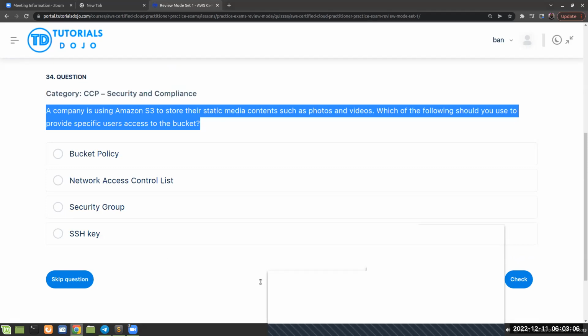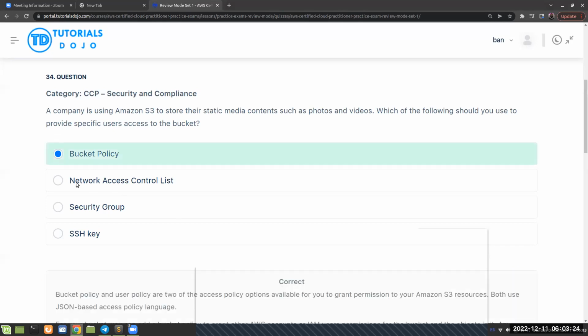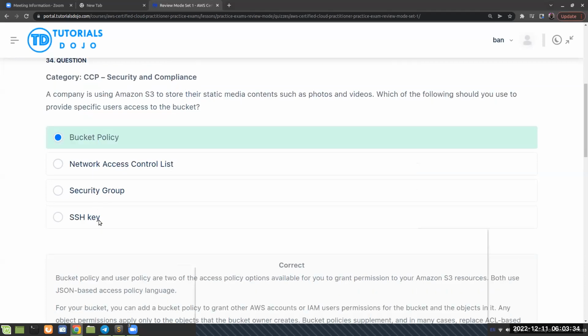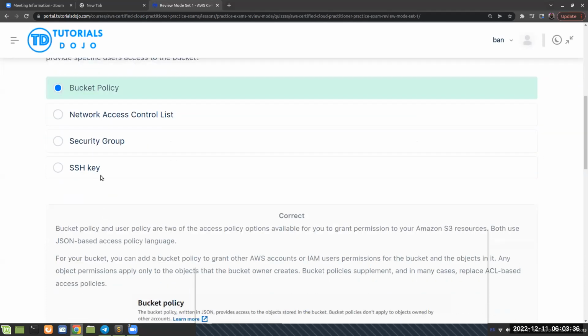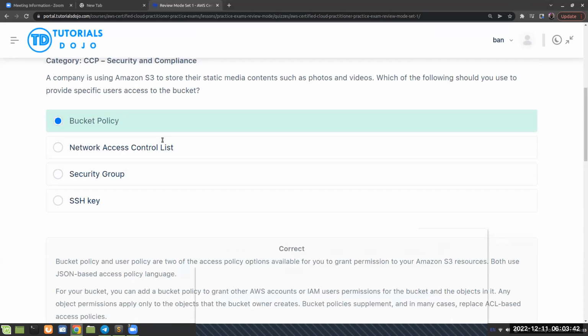Okay. Bucket policy. Let's see if there's a different view or support. I support A. Okay. So we should remember where network access control list is used: subnet level, security group, EC2, SSH key. We just said it's used for managing access to EC2 instances when you have an SSH connection.